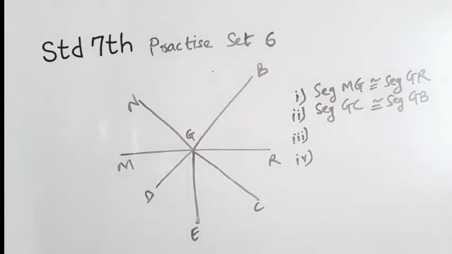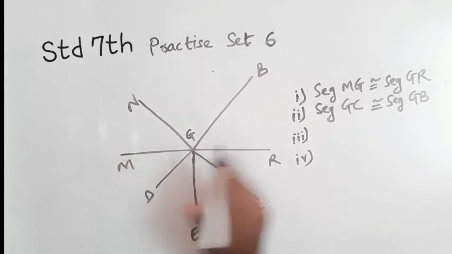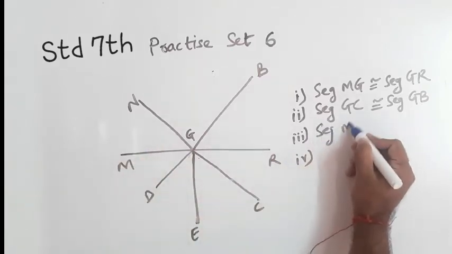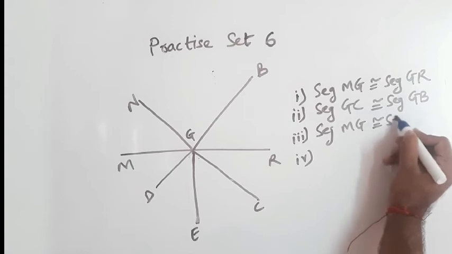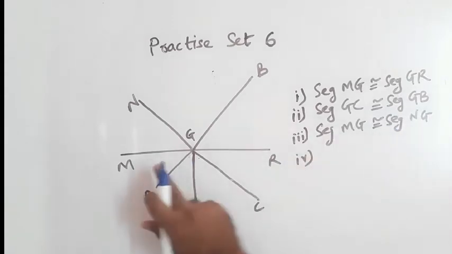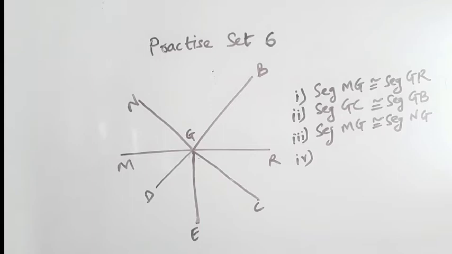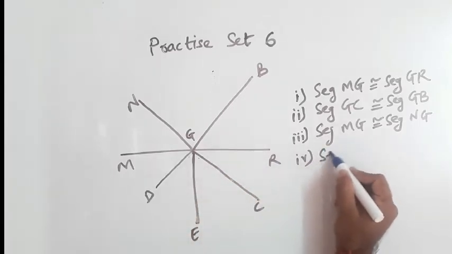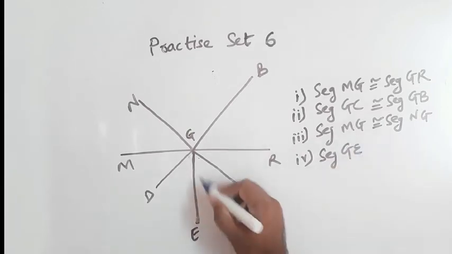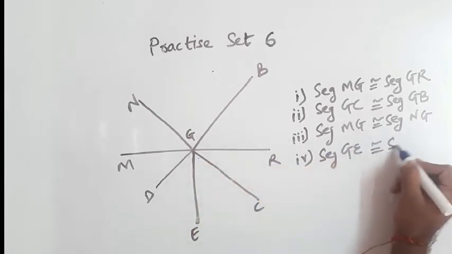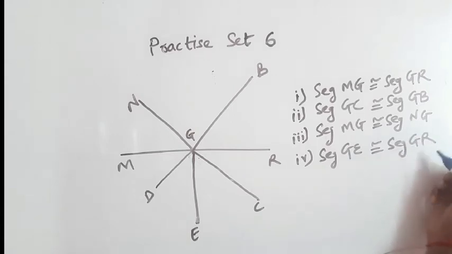Then seg MG will be congruent to NG also. So seg MG is congruent to seg NG. These both are also congruent, and GE will be congruent to GR. You can see GE is congruent to GR. This was your first question, practice set 6.